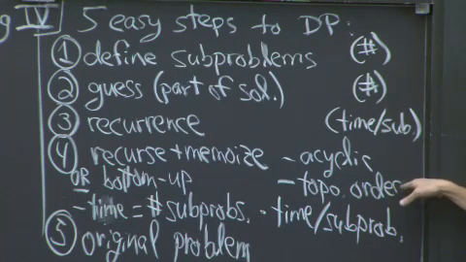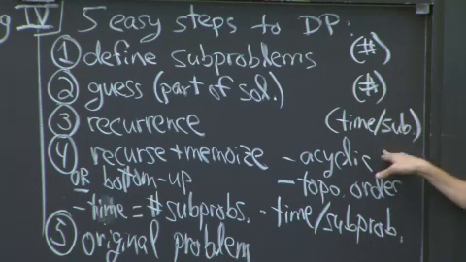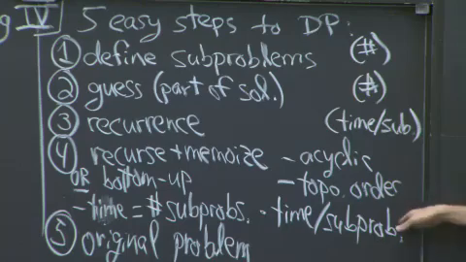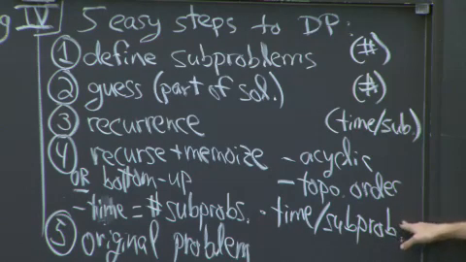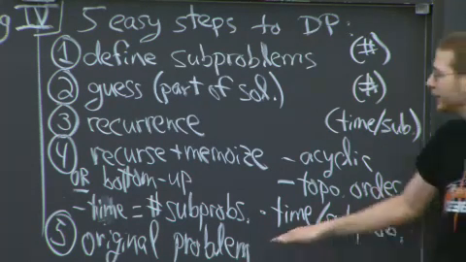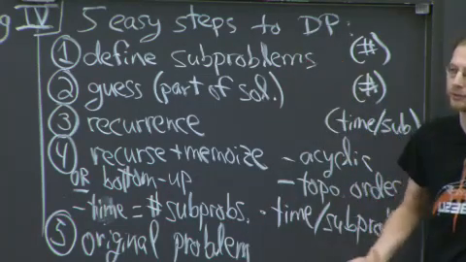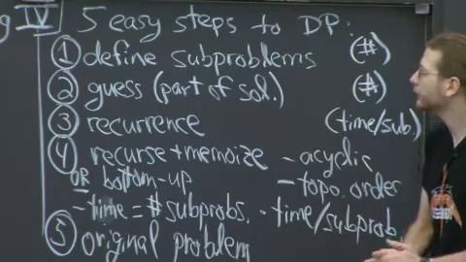Personally, I like to write down a topological order because that proves to me that it is acyclic. But either way, it's fine. Then we get that the total running time is number of subproblems times time per subproblem. And then we need to solve our original problem. Usually it's just one of the subproblems, but sometimes we have to look at a few of them. So that's what we're going to do.